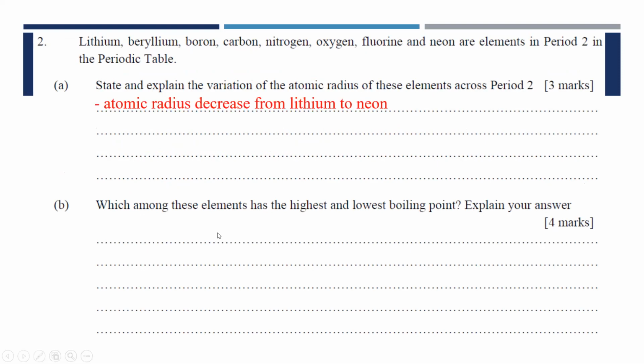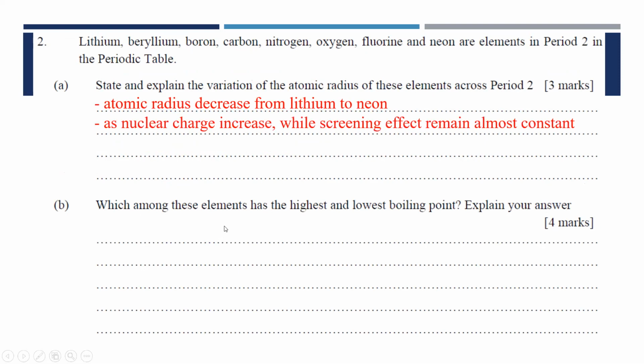Because nuclear charge increased as proton number increased, while screening effect remained almost constant as electrons fill in the same shell. So as a result, the effective nuclear charge increased. So that is why the atomic radius increased. Always remember to use these keywords whenever you're trying to explain the trends of the melting point, the atomic radius, and ionization energy. So always play around with these terms: nuclear charge, screening effect, atomic radius.